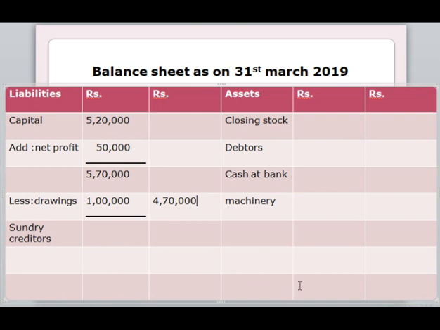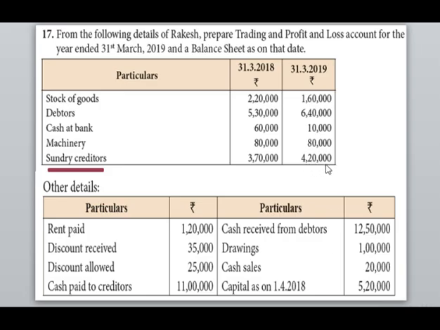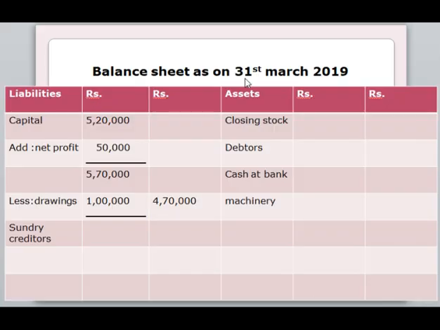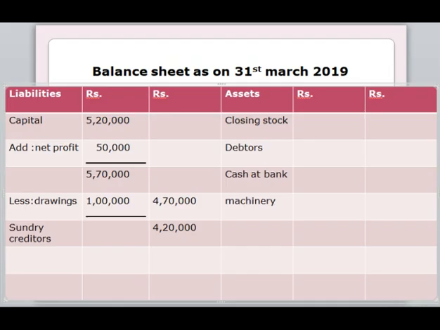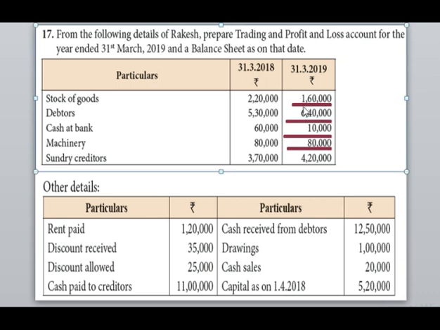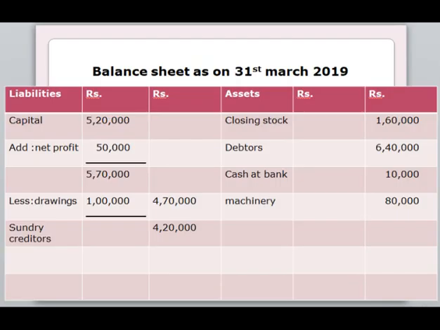And the amount of sundry creditors is 4,20,000. As the accounting year is given as 31st March 2019, we have to take the amount from 31st March 2019. The amounts for closing stock, debtors, cash at bank, machinery are given in our question, which are 1,60,000, 6,40,000, 10,000 and 80,000. If we add the credit column and debit column, it gives you the same amount, which is 8,90,000.